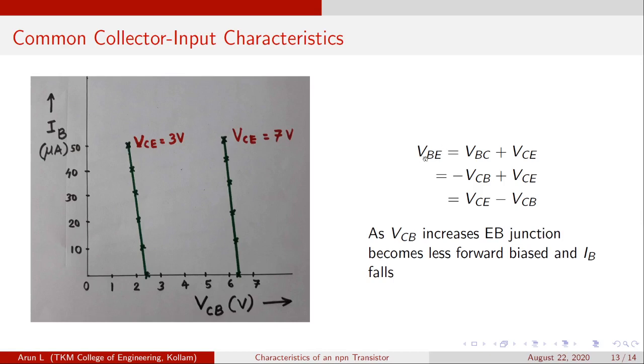So when VBE decreases, what happens? The emitter base junction becomes less forward biased. So the base current will fall. So suppose initially I have 50 microampere base current, then when the collector base junction potential is increased, when we move towards right, this base current will fall and it will reach 0 when there is no sufficient forward bias to the base emitter junction. Base current will become 0. Similarly, I can draw the graph for VCE equal to 7 volt also. You will get similar characteristics.